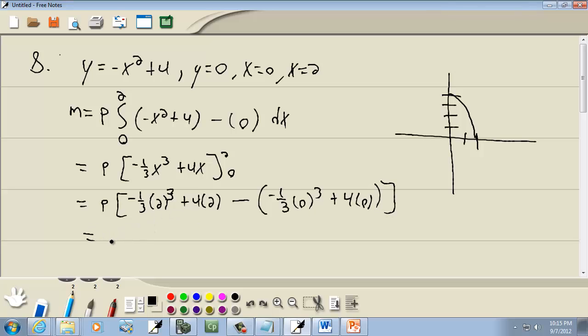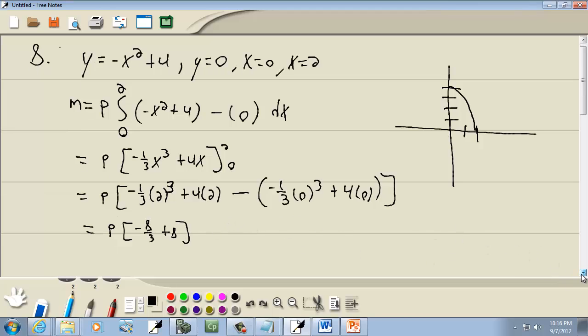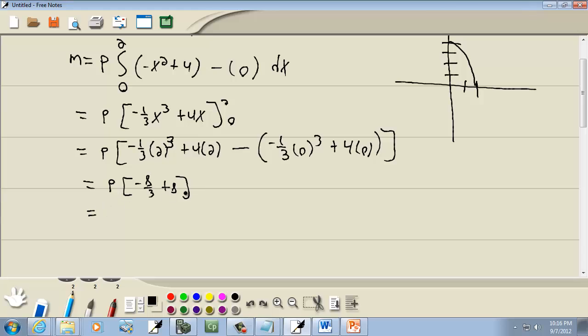So then in this first part, we've got rho, and 2 to the third is 8, so that gives us negative 8/3 plus 8, which gives us, this is a mixed number, 8 times 3 is 24, minus 8 gives us 16, so we've got 16 thirds rho. Is that right? 24 minus 8, yeah, 16 thirds. Okay.